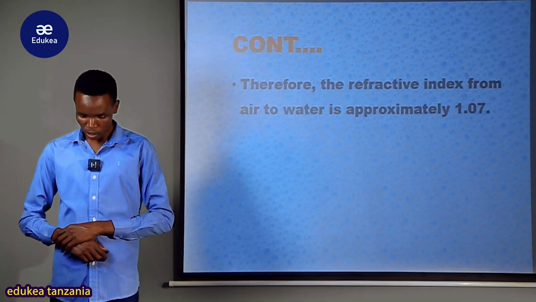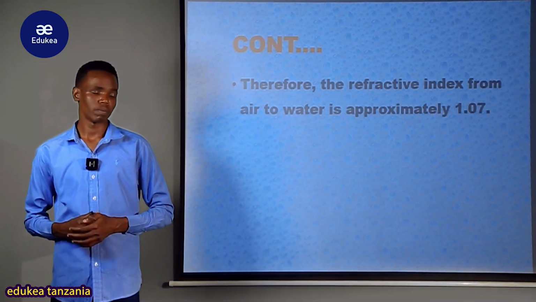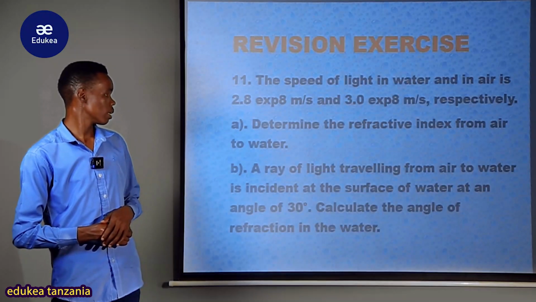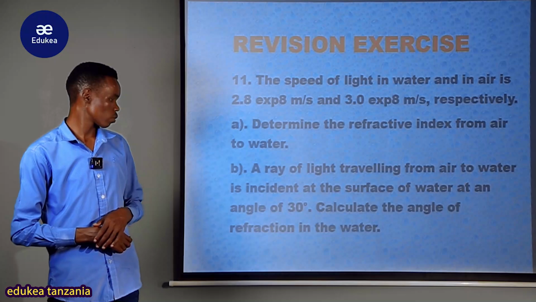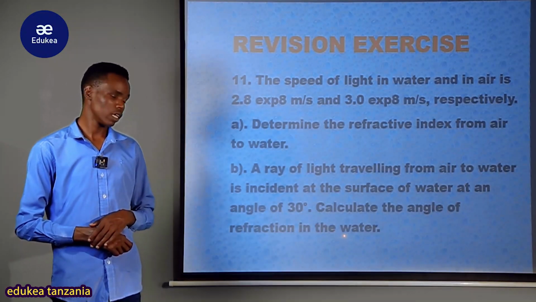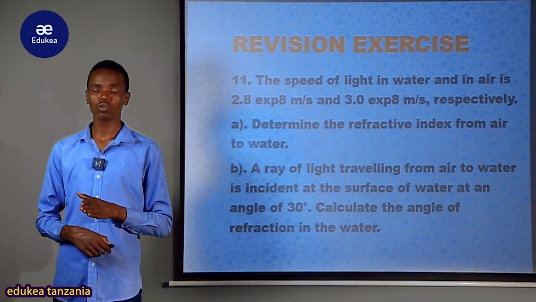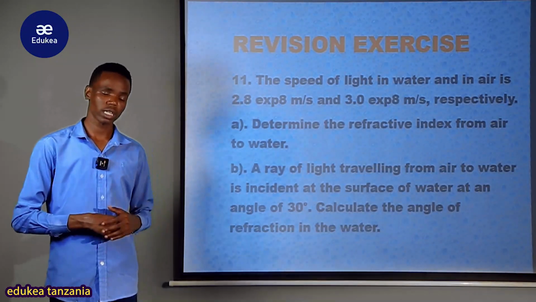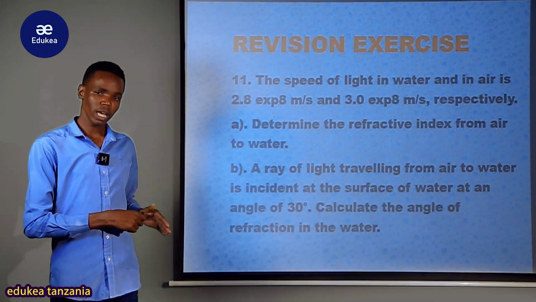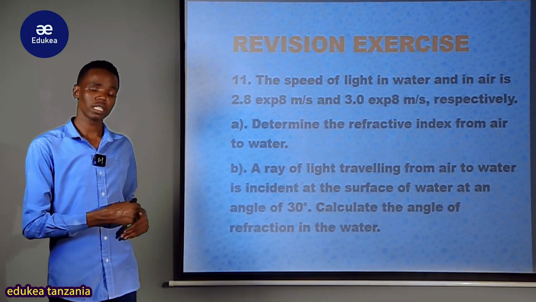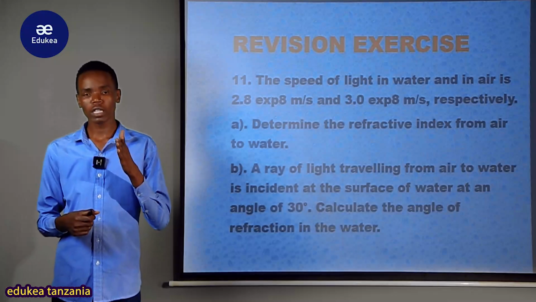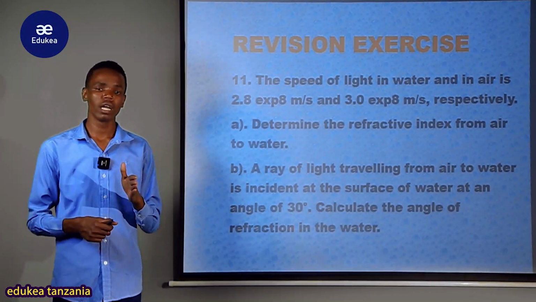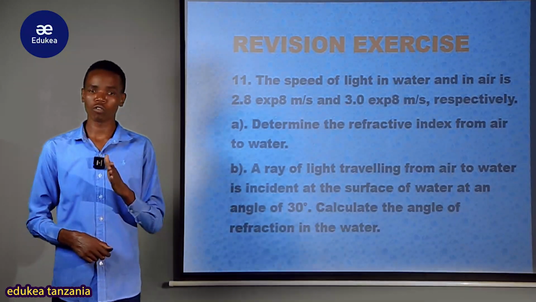Now, after that, let us go and see question Roman B. Our question, Roman A or Roman B, needs us to calculate the angle of refraction in the water. First of all, you have to identify the values given in your question. In Roman B, we have the angle of incidence, but we are supposed to find the angle of refraction.